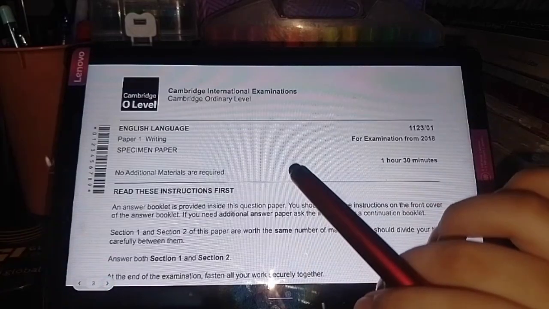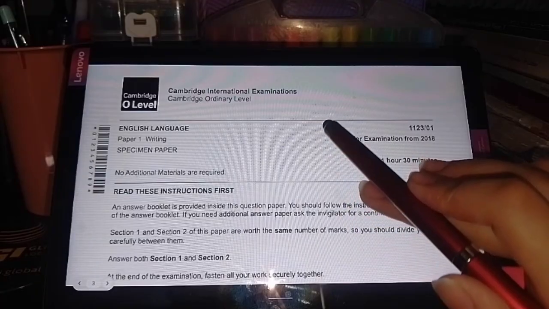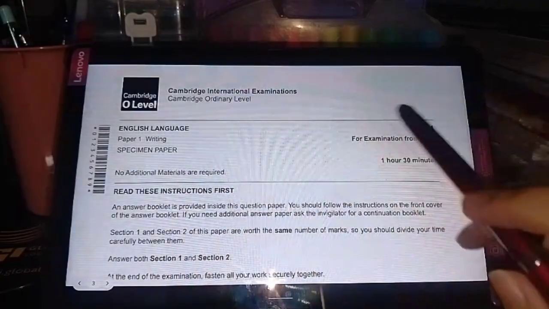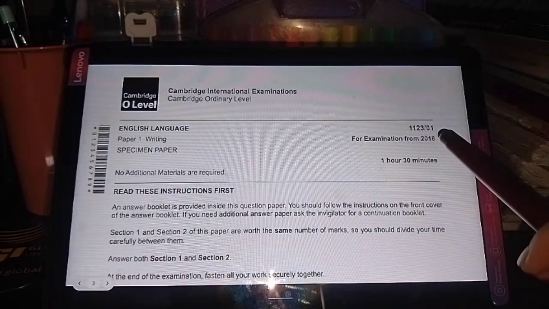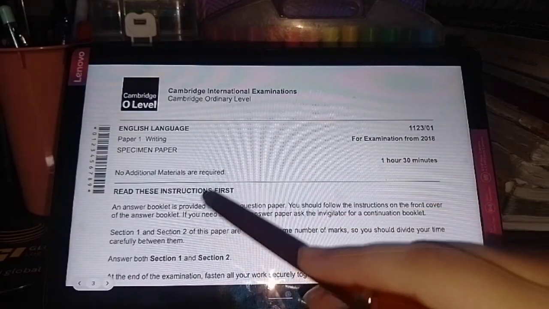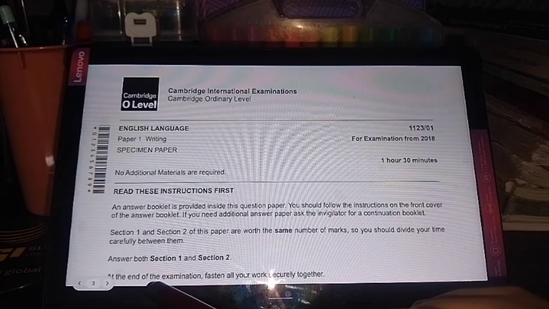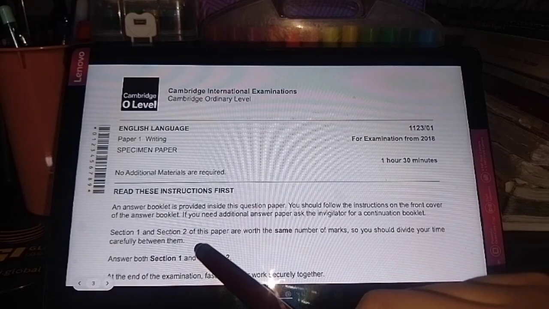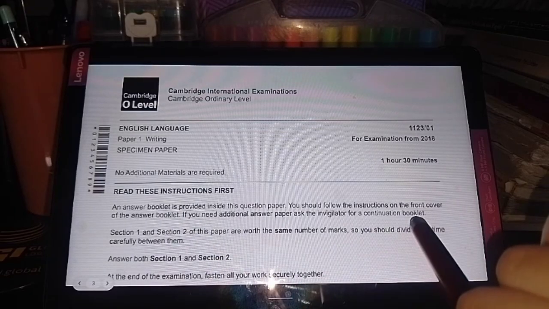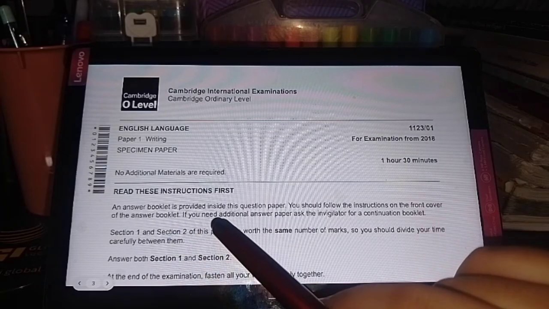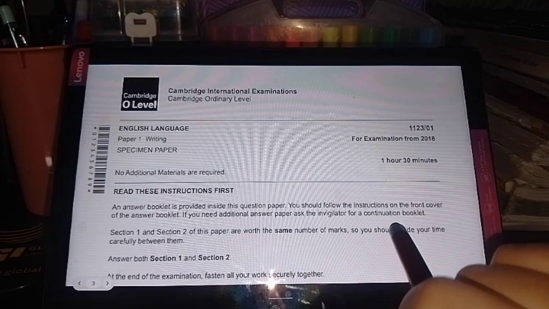Now, let's move towards our first item, the Cambridge International Examinations Specimen Paper. This is paper 1, the writing paper, and the examination year is 2018. You have to read the instructions first. Every paper is provided with instructions. You have been provided with a booklet, and the answer booklet is inside this question paper. You should follow the instructions on the front cover of the answer booklet. If you need additional answer paper, ask the invigilator for a continuation booklet.